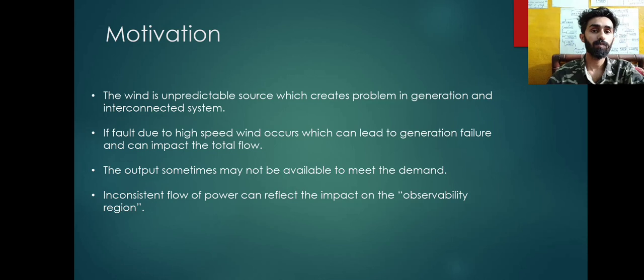The motivation of this project was that wind is an unpredictable source which creates problems in generation and the interconnected system. A fault due to high speed wind can lead to generation failure and can impact the total outflow. The output sometimes may not be available to meet demand. Inconsistent flow of power can reflect the impact on the observability region.